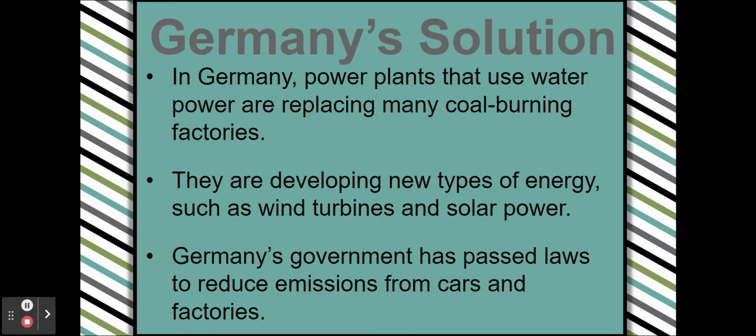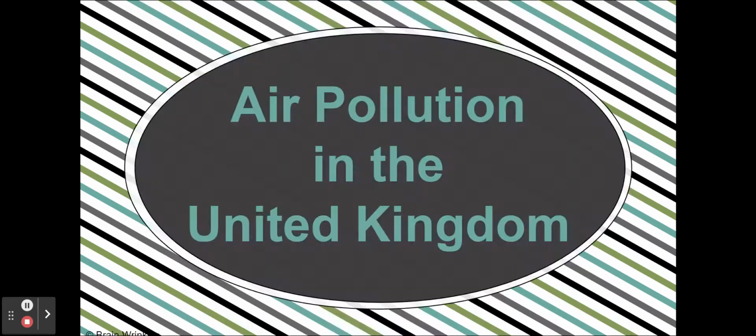So, how are they going to fix this? Well, Germany's government has finally gotten together over the years and they've started asking power plants to switch types of power that they're using. For example, instead of coal burning, they're using hydroelectricity or water power. They're also using wind turbines and solar power as well. And then, of course, to target the emissions from cars or the exhaust from cars, they are passing laws that will actually cut down on how much emissions car companies can allow to be let out.